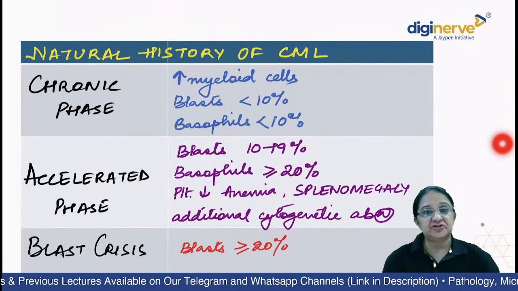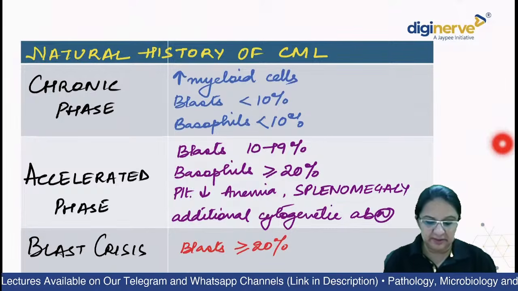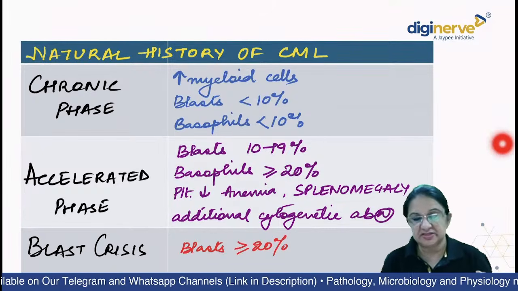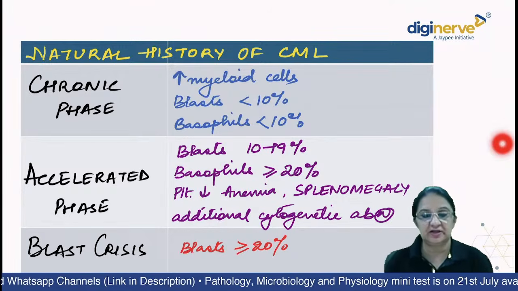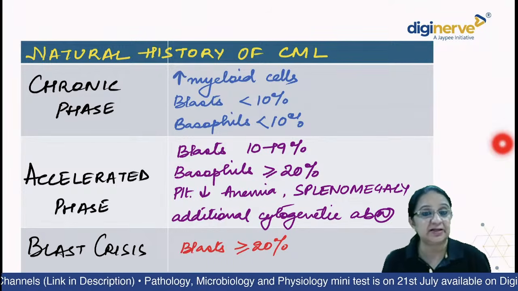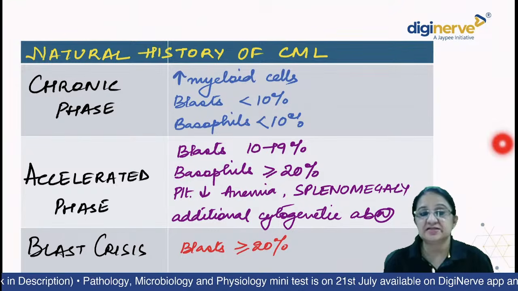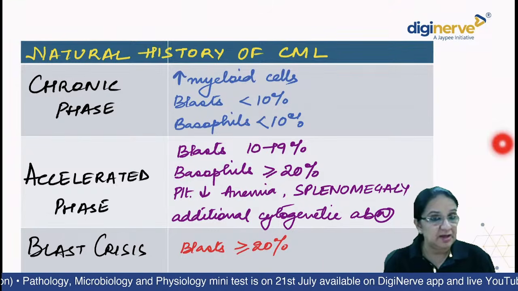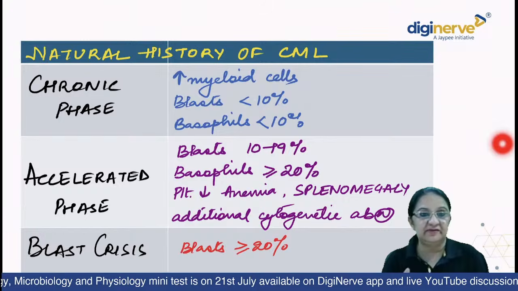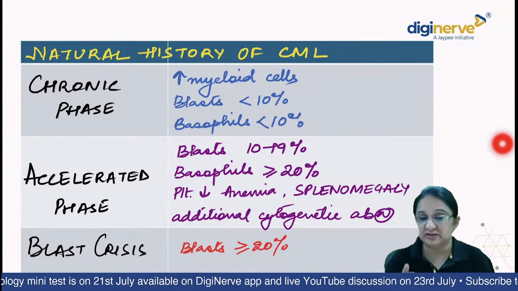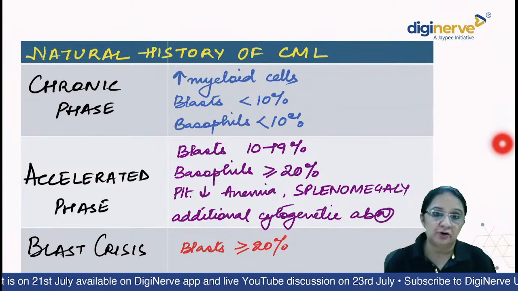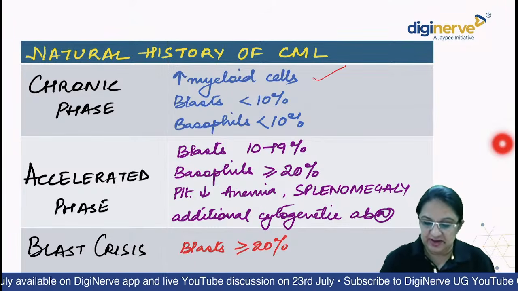Now, the natural history of CML, we've all studied about. It starts with a chronic phase, accelerated phase, blast crisis. Because of the increased use of tyrosine kinase inhibitors these days, it's a little difficult to segregate or divide into these phases, but for study purposes, we divide into chronic, accelerated, blast phase. Chronic phase, there is increased number of myeloid cells.